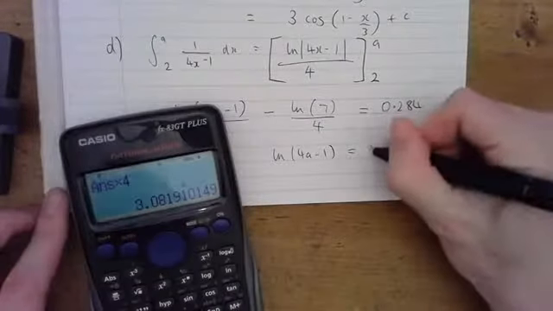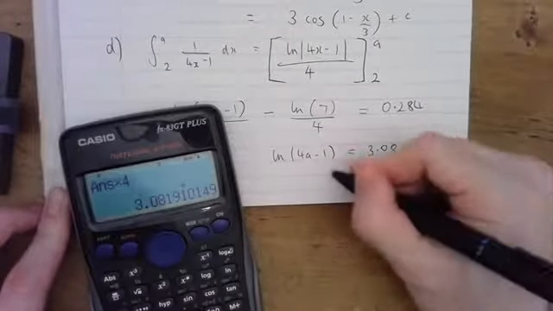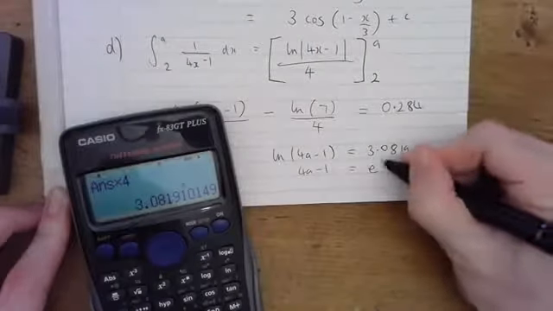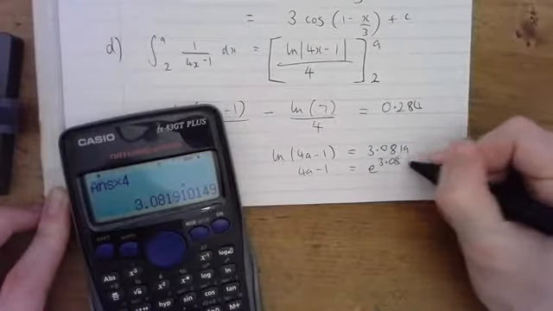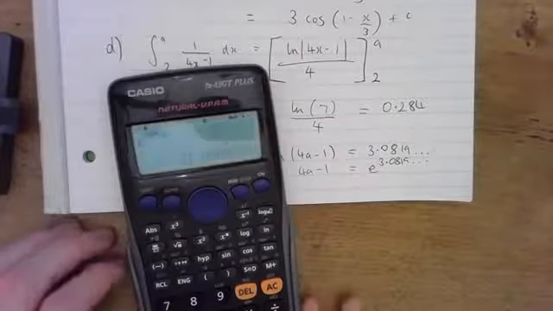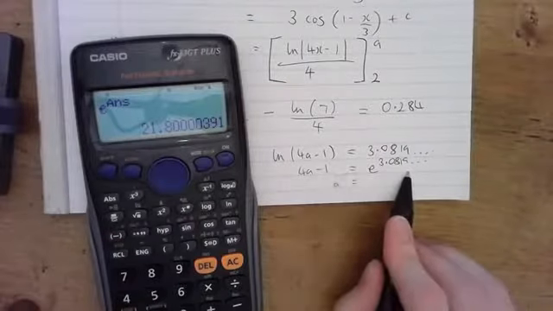I'm then going to bring this divided by 4 over and times that by 4. So that becomes 3.0819 and so on. I'm now going to take ln over, and that's going to leave me 4a minus 1 is equal to e to the power of 3.08194. I'm going to put that into my calculator as e to the power of ans. And then I'm going to just try and solve in one go here. So I'm going to take over the minus 1 and plus 1.